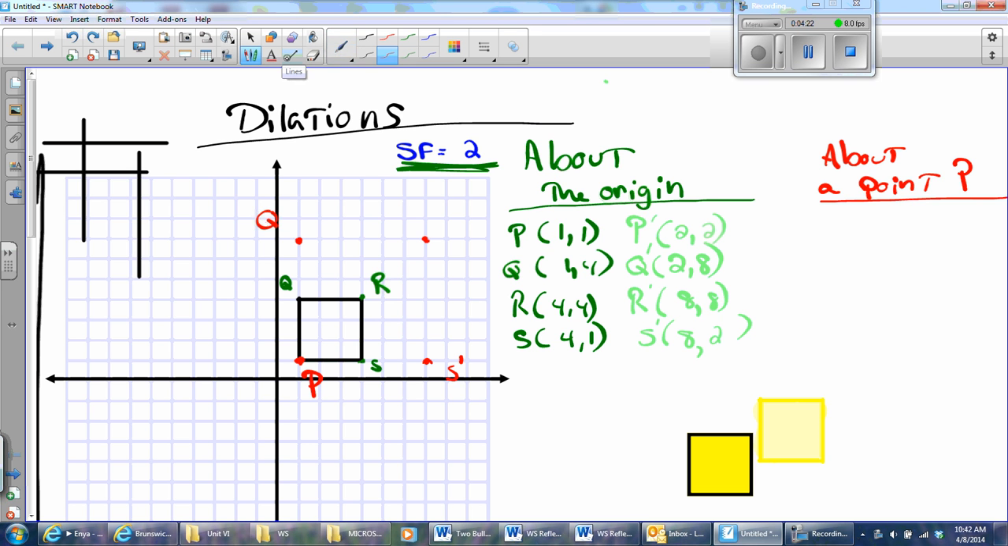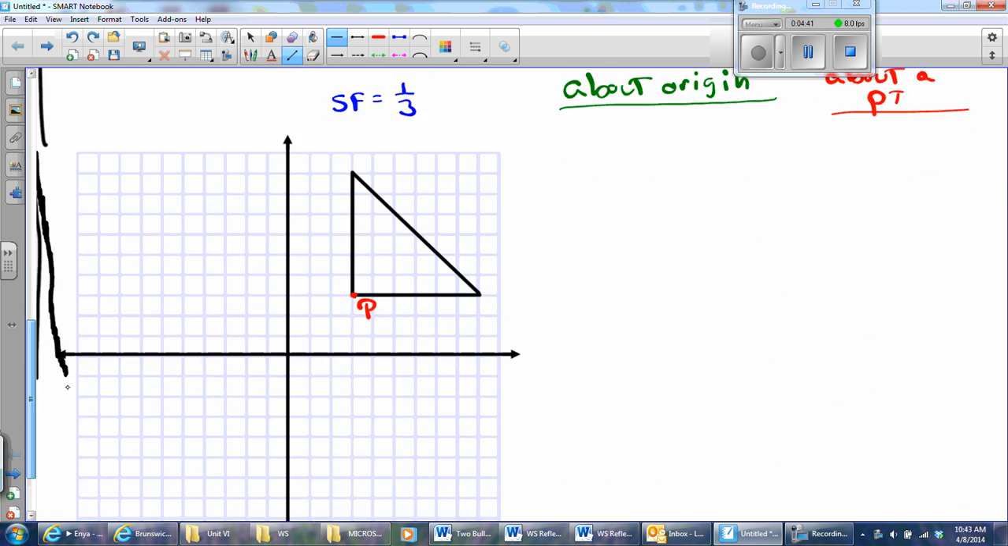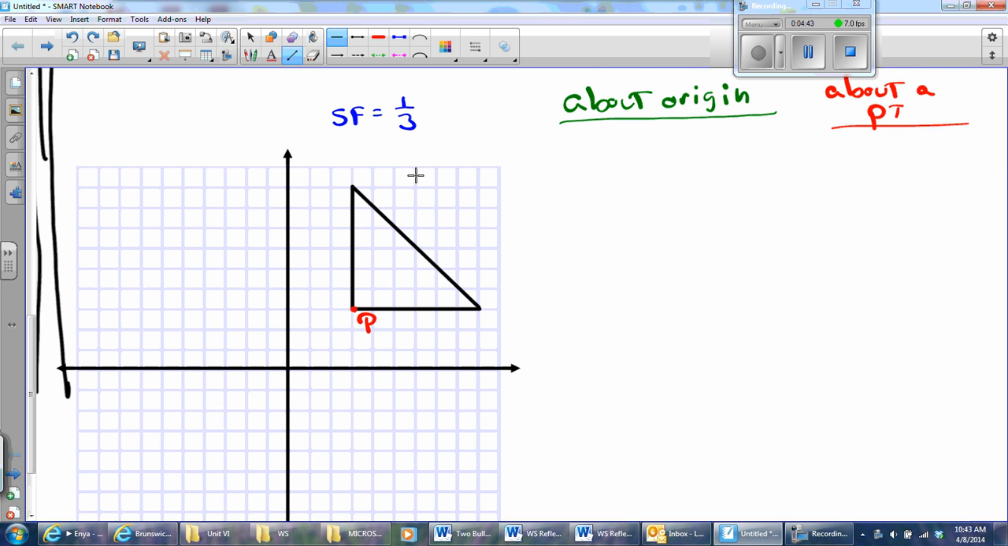All right, so the first type was a dilation about the origin, and the second one was a dilation with P at the center. In one case the whole shape moves, in another case the shape just changes size. We're going to do one more, and that's going to be it for tonight's video. We're going to do this triangle. We're going to dilate it with a scale factor of 1/3, and we're going to start off by doing it about the origin. So first I need my coordinates.